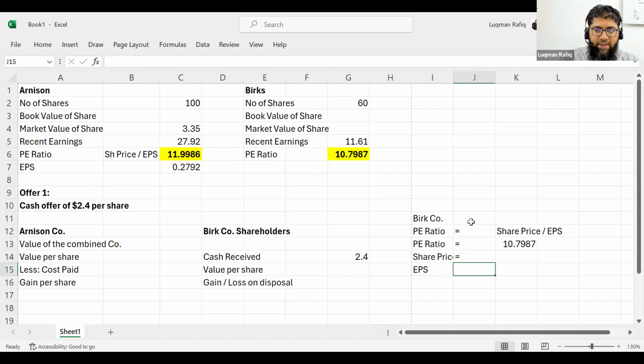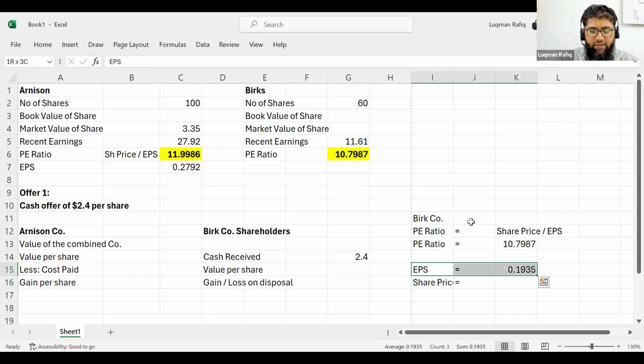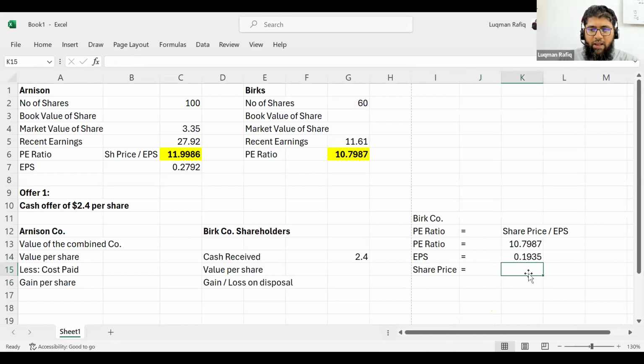The EPS can be calculated like this: 11.61 million of earnings divided by the number of shares. So you've got an EPS of 0.1935. How would I calculate the share price? The share price is simply a rearrangement of this formula: share price becomes PE ratio multiplied by the EPS, which is going to be 2.08995.